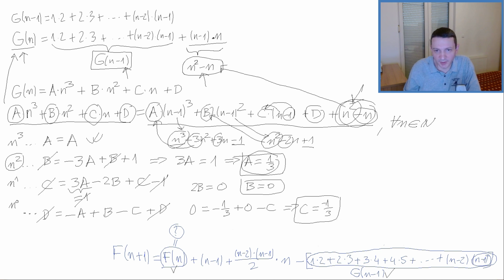So far we obtained this formula that g of n is equal to, a is 1/3 times n cubed, b is 0, so there is no term with n squared, c is minus 1/3, so minus 1/3 times n, and actually we didn't obtain d so far, so plus d at the end.